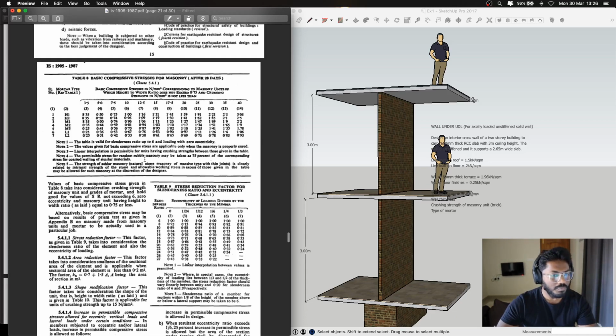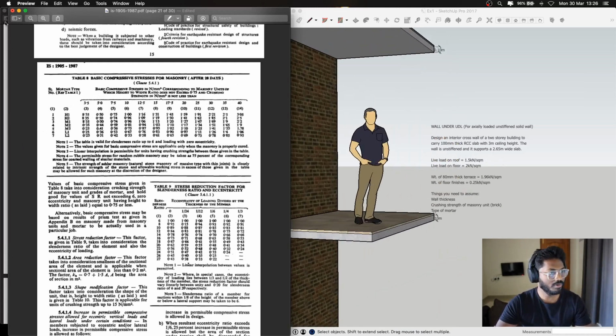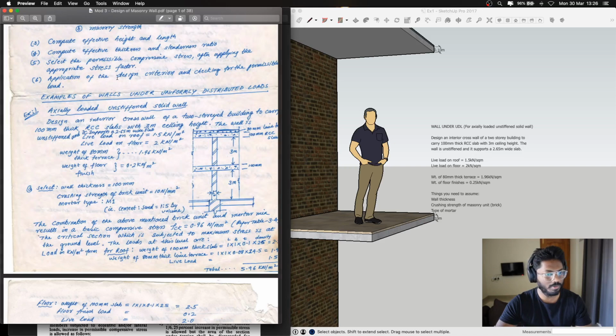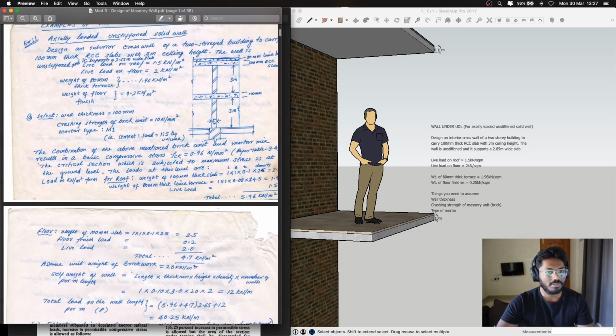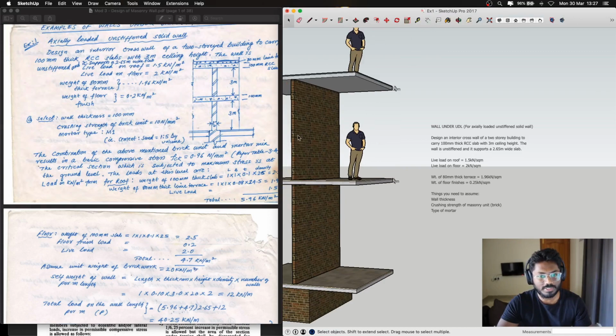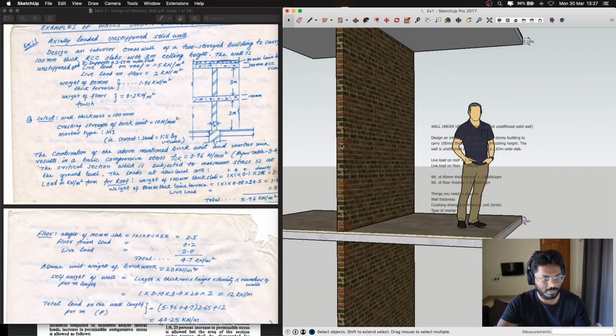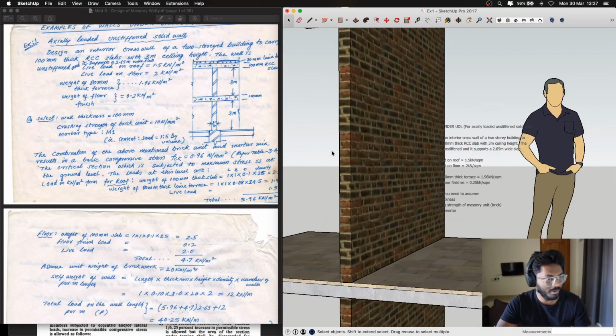Now, let's proceed with the problem. There's an already pre-solved problem in this regard. As you can see, we are assuming a wall thickness of 100 mm, the crushing strength of the brick is 10 Newton per mm square, and the mortar type is M1. The wall thickness is assumed to be 100 mm. It's an assumption. You can assume more, you can assume less, but as far as this problem is concerned, we have assumed it as 100 mm.